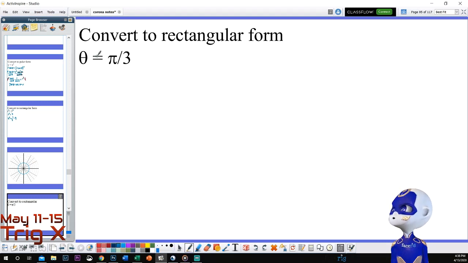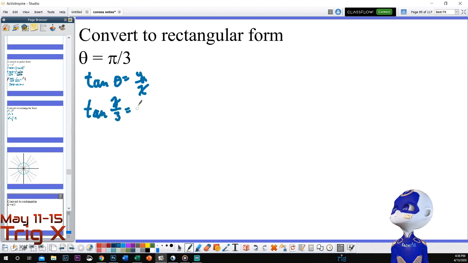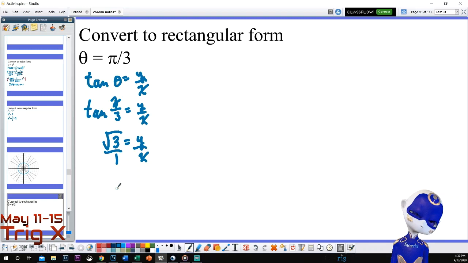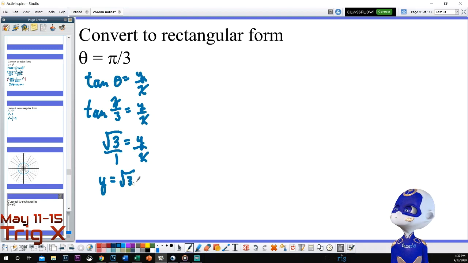On we go here. I have theta equals pi over 3. So I know that tangent of theta equals y over x. So here I know that the tangent of pi over 3 is the same as y over x. Well, what in the world is pi over 3? Hopefully you're taking out your tan hands and you know that the tangent of pi over 3 is the square root of 3. And you know that the square root of 3 is the same as the square root of 3 divided by 1. So I'm going to cross multiply here. That gives me y equals the square root of 3 times x. Hey, we're done. It's already in rectangular form.